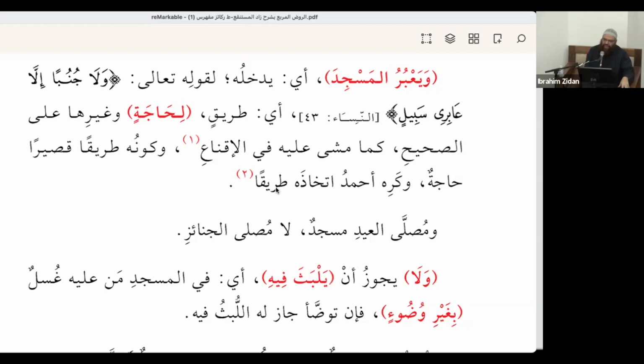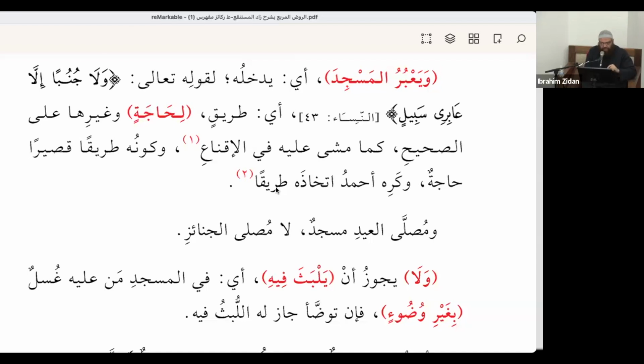اللبث is to stay in a place, with the tha here. ولبثوا في كهفهم ثلاث مئة سنين وازدادوا تسعا. They stayed in there. So it is not permissible أن يلبث فيه. Who's the one that يلبث فيه? We're talking about the one that has to take غسل. He says أي في المسجد من عليه غسل. It's not permissible to stay in the masjid for the one that has غسل upon him, he has to make غسل, بغير وضوء, without making wudu. That means if he makes wudu, it's okay to stay in the masjid. فإن توضأ جاز له اللبث فيه.